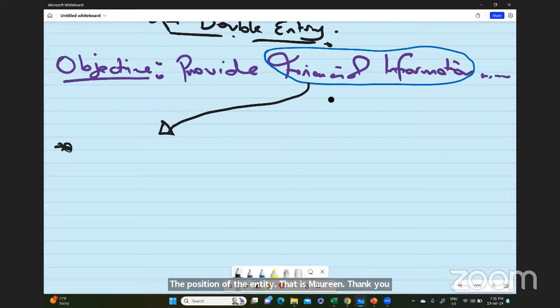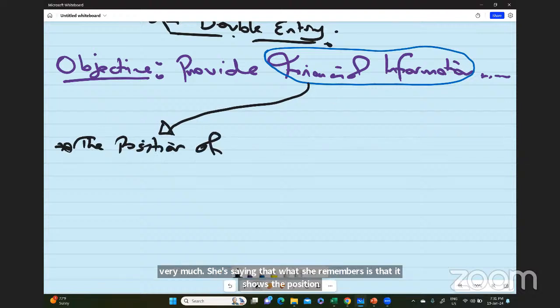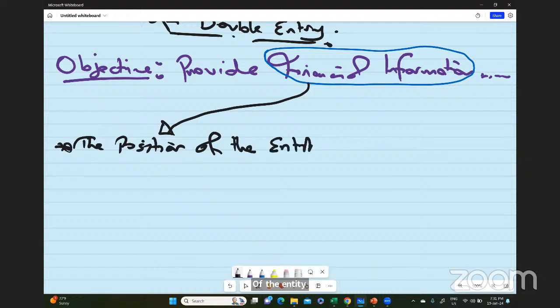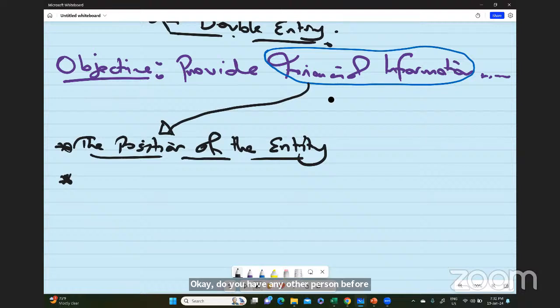She's saying that what she remembers is that it shows the position of the entity. I think this is okay. Now, do you have any other person before I continue? About financial information? What we looked at?